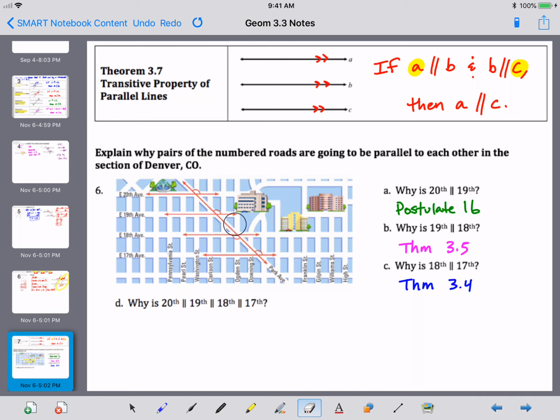And lastly, now notice that we know 20th and 19th are parallel, 19th and 18th are parallel, 18th and 17th are parallel. So why could we conclude that they're all parallel to each other? Well, that's what we just talked about up above. That's theorem 3.7, the transitive property of parallel lines.